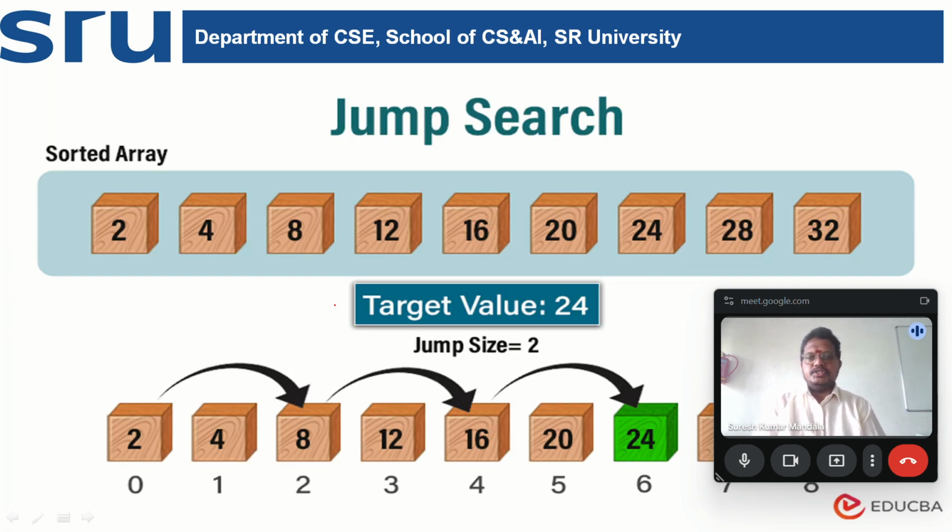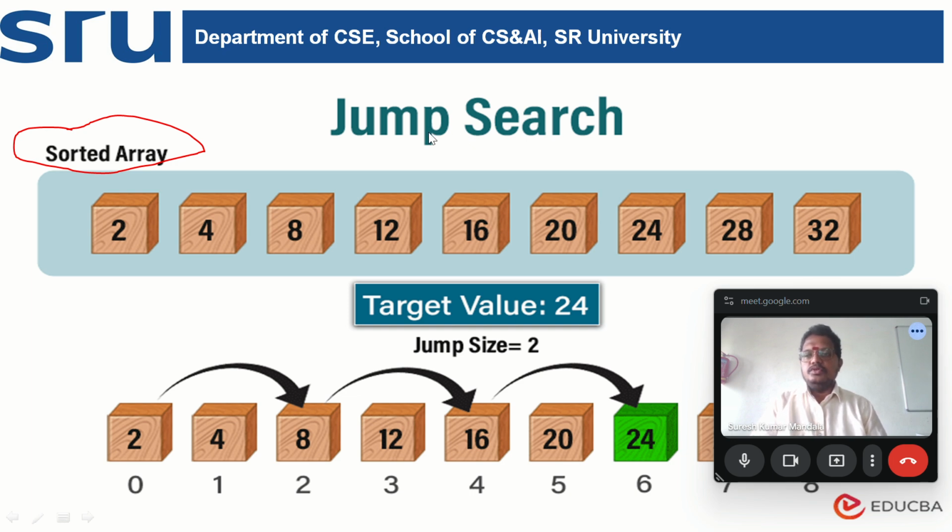This is a jump search algorithm example, and this is a sorted array. Like in the binary search algorithm, if you want to perform searching in a particular array, the elements must be in a sorted manner. Only then can you use the jump search algorithm or the binary search algorithm.